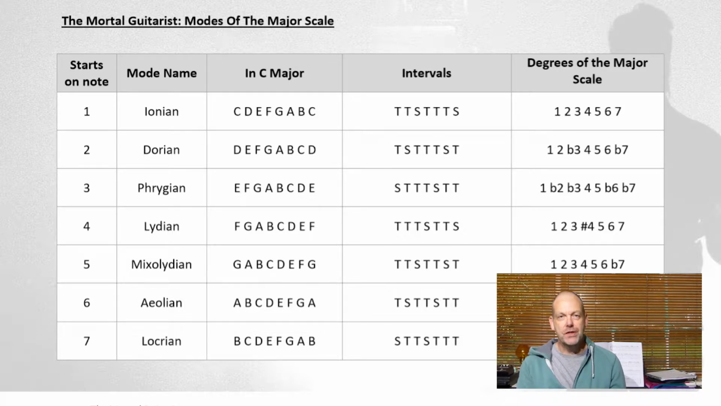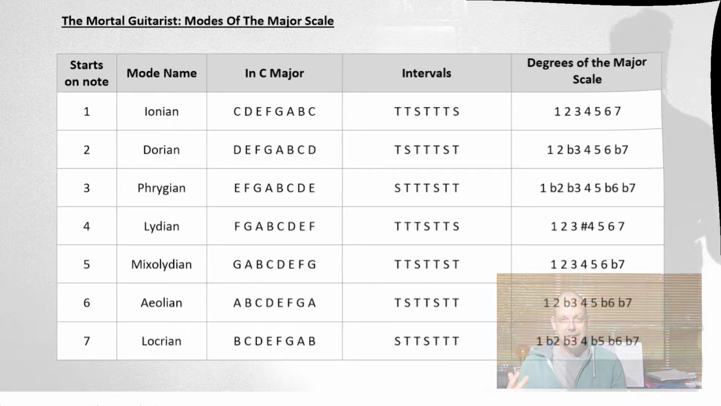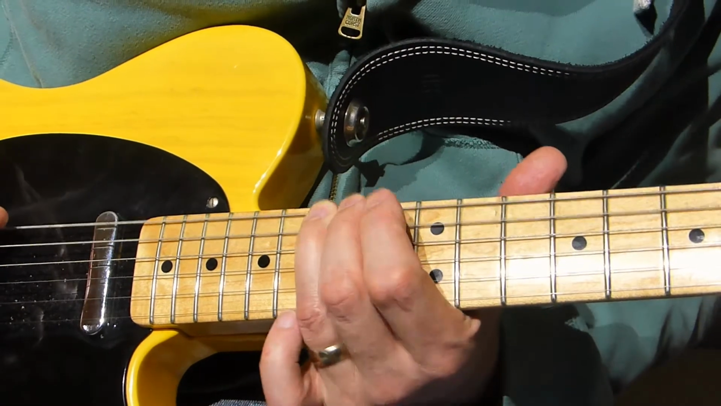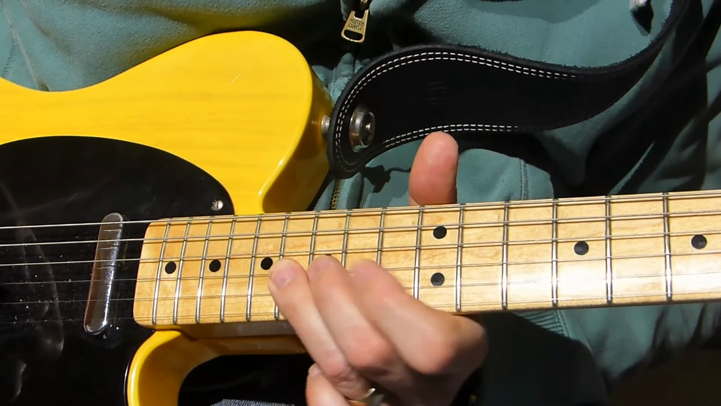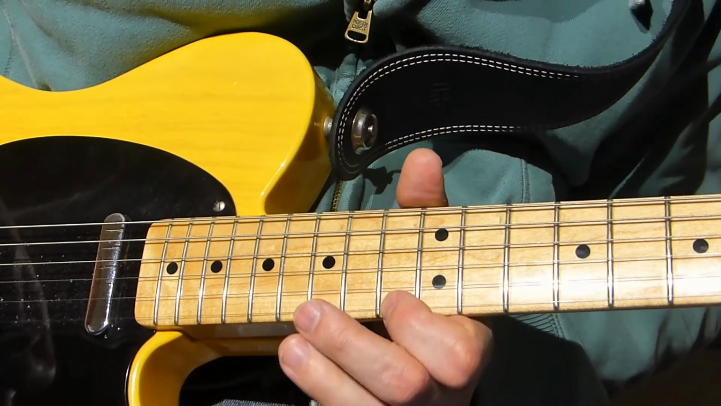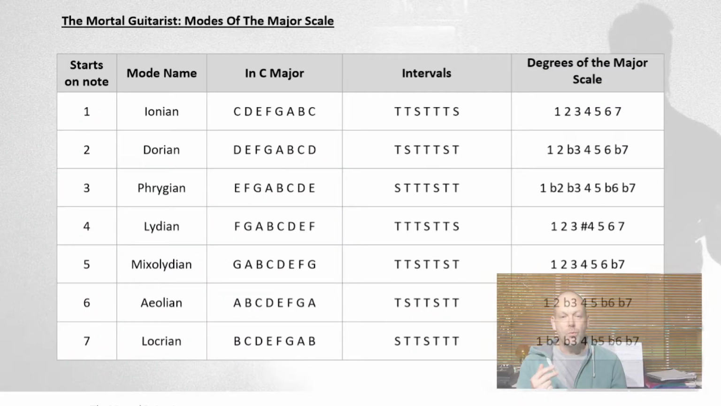If we start on the third note of the C major scale, so C, D, E, and we play E, F, G, A, B, C, D, so we get E, F, G, A, B, C, D, E, F, G, A, B, C, D, E, F, G, A. We've just played E Phrygian.